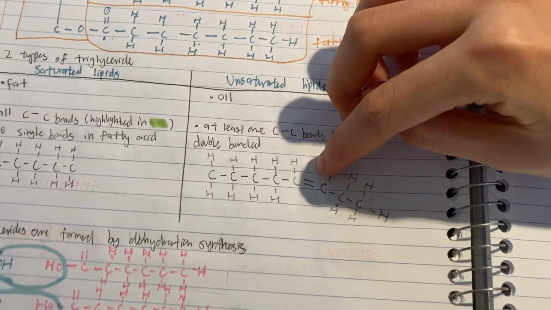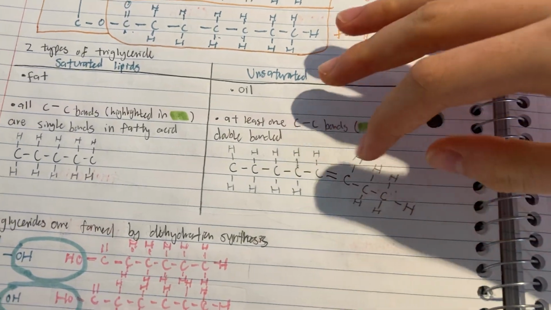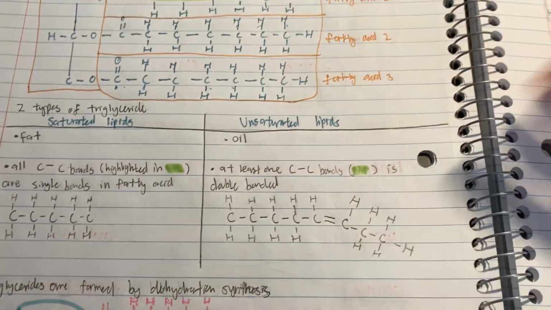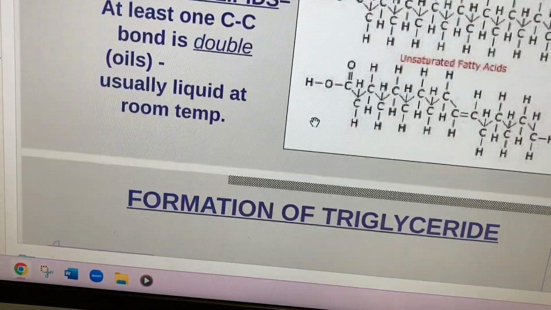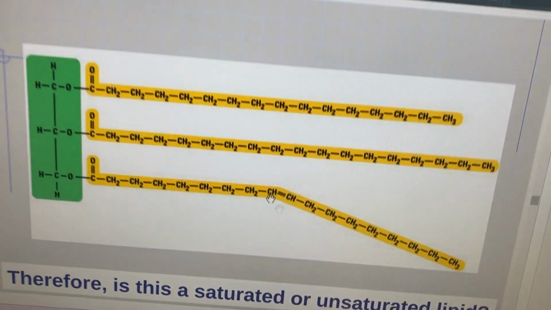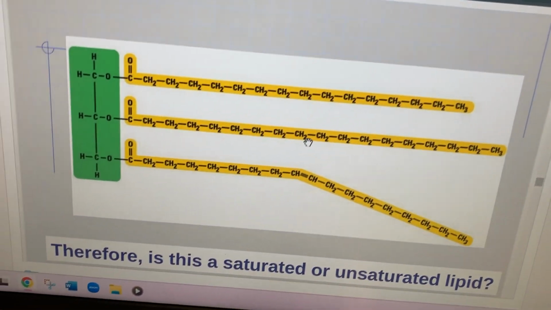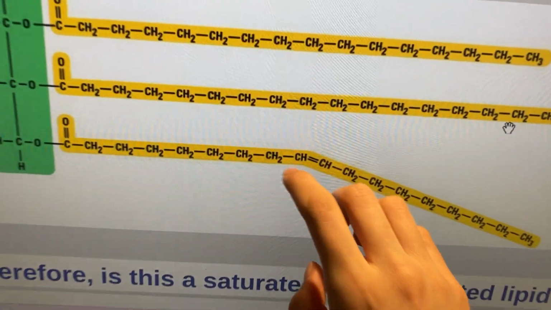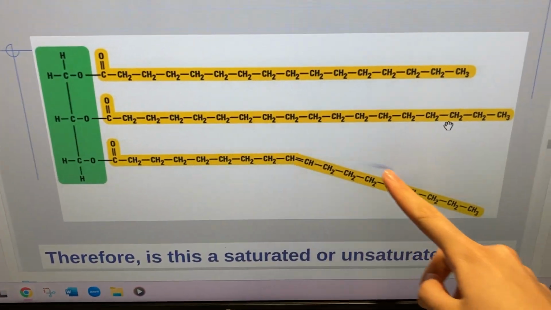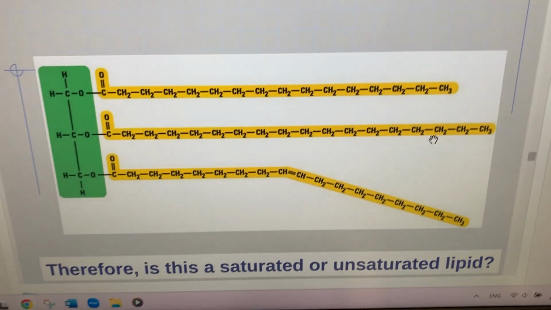And then because there's a double bond, the chain kind of bends. You see how this is like diagonal? And I'll show you a photo here. So you see this one? This would be unsaturated because there's a double bond over here, and due to that double bond, the chain starts curving down, like it starts slanting.